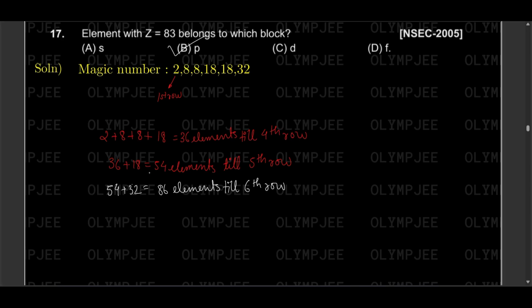So we can also see using the number of elements in each block. Till the fifth row there are 54 elements. So after 54, there would be 2 elements in the S block, 14 elements in the F block, and 10 elements in the D block.